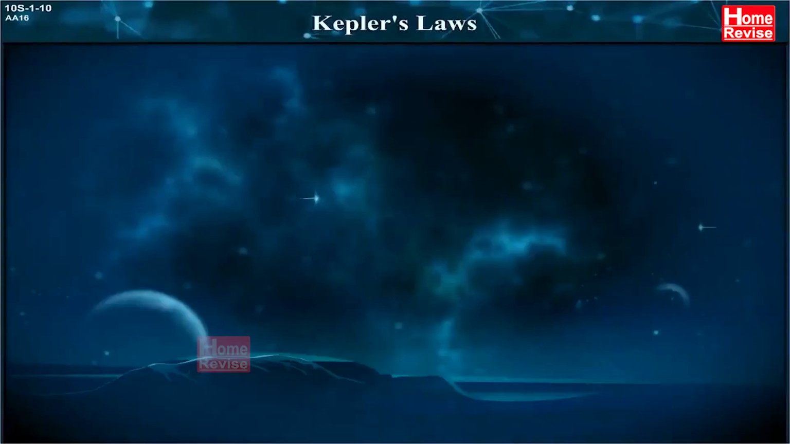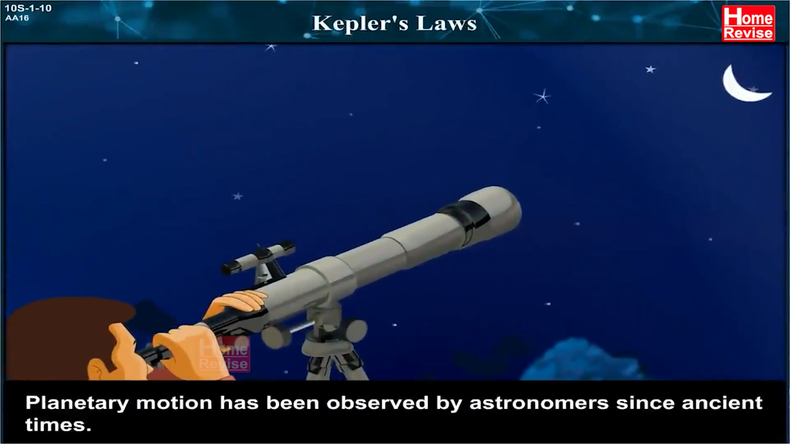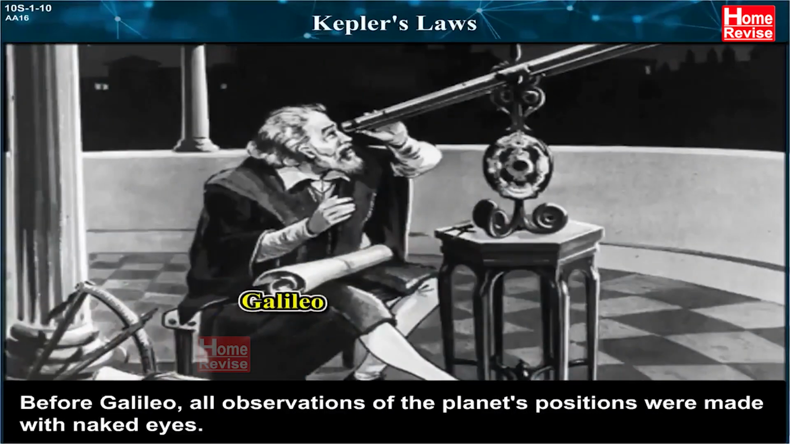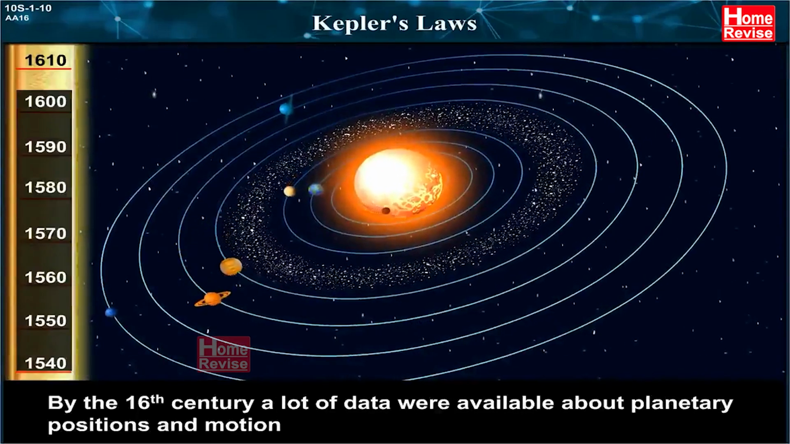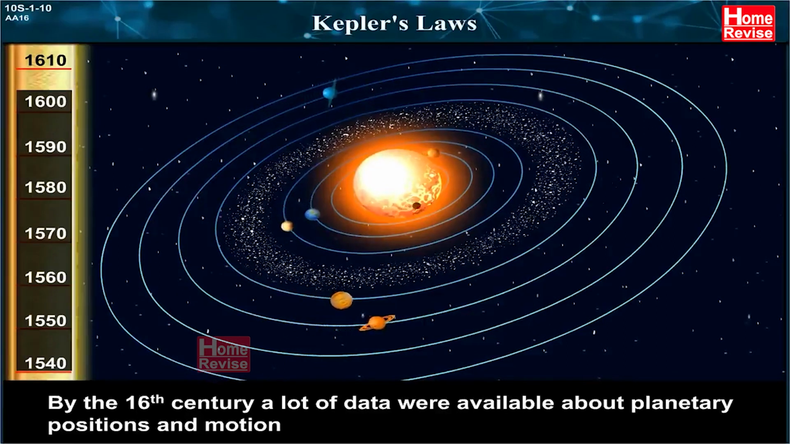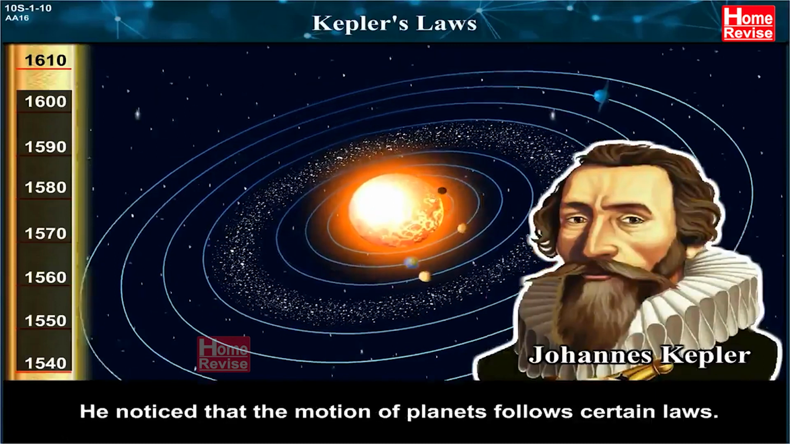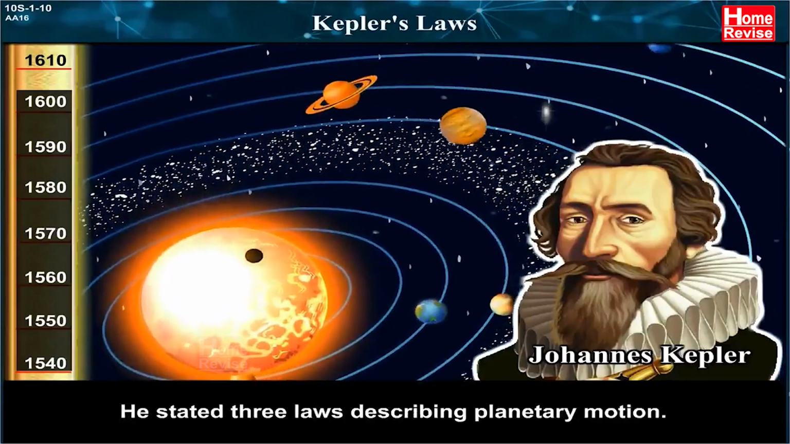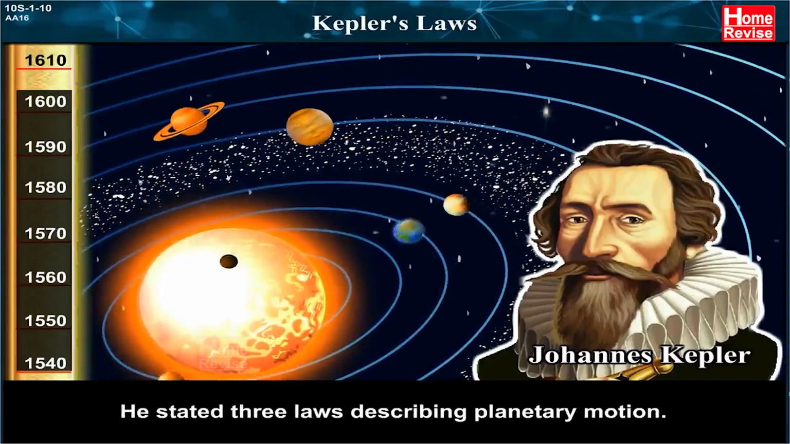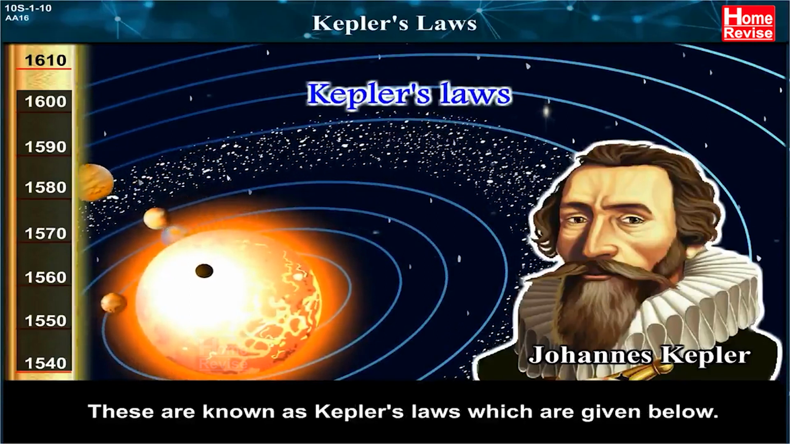Kepler's laws. Planetary motion has been observed by astronomers since ancient times. Before Galileo, all observations of the planets' positions were made with naked eyes. By the 16th century, a lot of data were available about planetary positions and motion. Johannes Kepler studied these data. He noticed that the motion of planets follows certain laws. He stated 3 laws describing planetary motion. These are known as Kepler's laws, which are given below. So let's have a look.